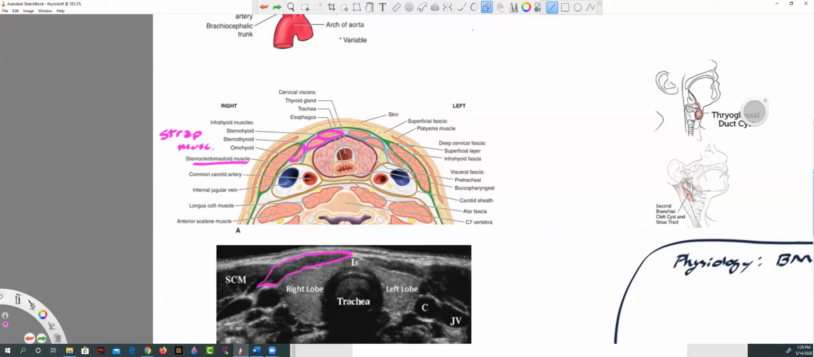So that is usually pretty far away from the thyroid, and you can see it's not exactly in the middle of our picture here, but it is the largest muscle, and that one you should know. You should always know which is the sternocleidomastoid muscle.